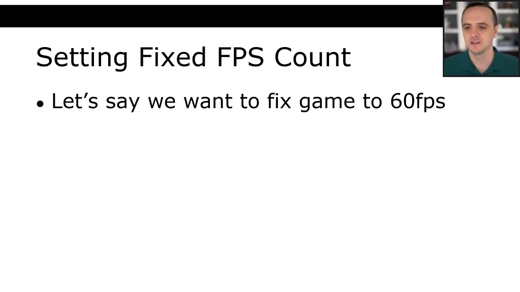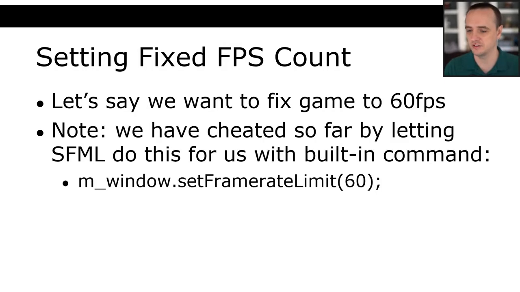So let's say we've looked at our operating system and the range of hardware, and it says on the box you must have at minimum a Pentium 2 with 2 megabytes of RAM, and we decide we want to run the game at 60 frames per second. So we want to limit it to 60 frames per second. So far in the course, we've cheated because we just let SFML do this. SFML has a built-in command which says set frame limit 60.